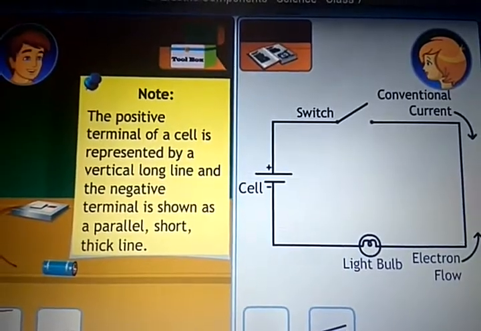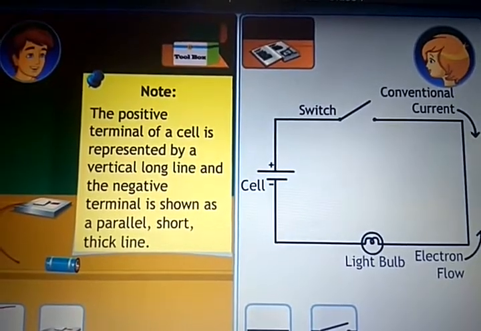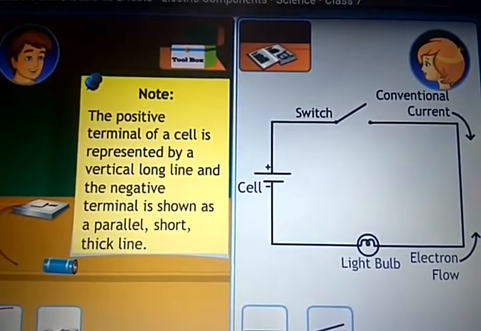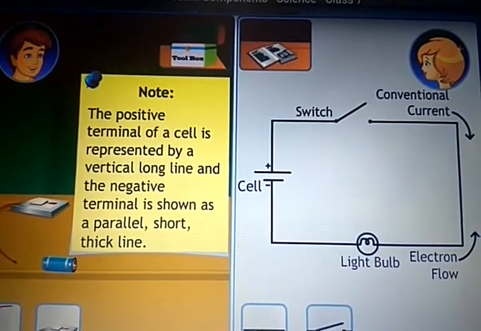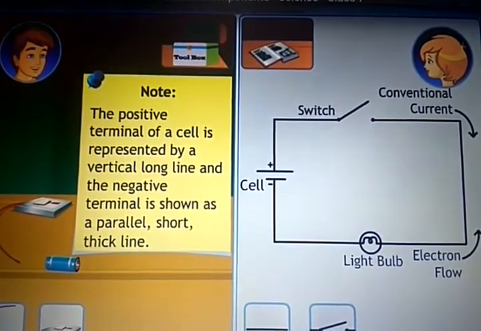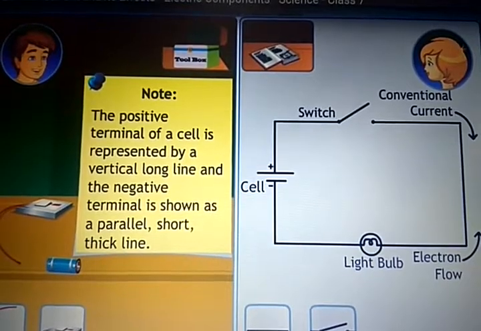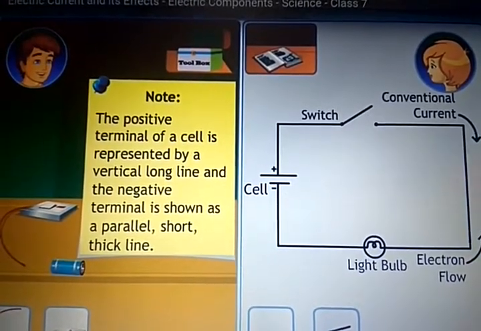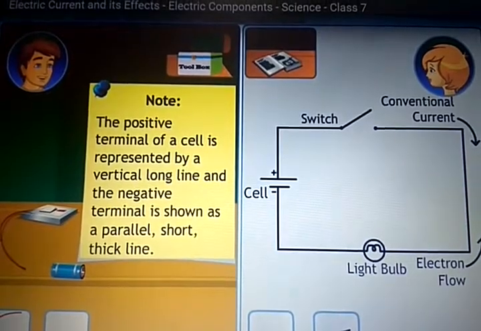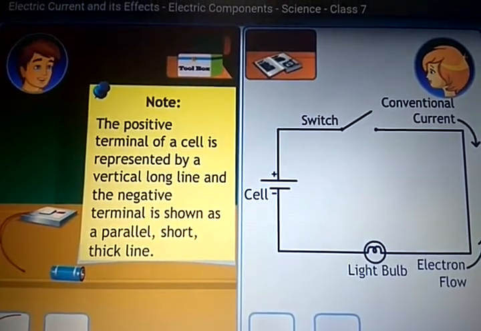Now students, let's understand the explanation of each component. You see, the cell. The positive terminal of the cell is represented by a vertical long line and the negative terminal of the cell is represented by a small line, right?